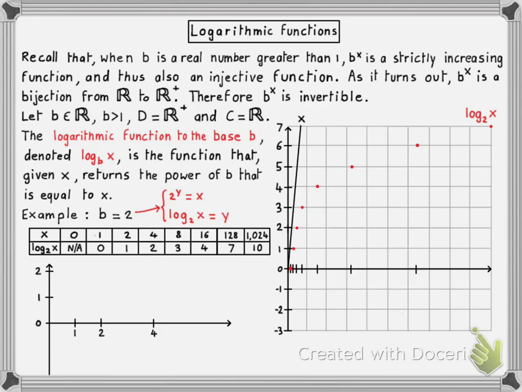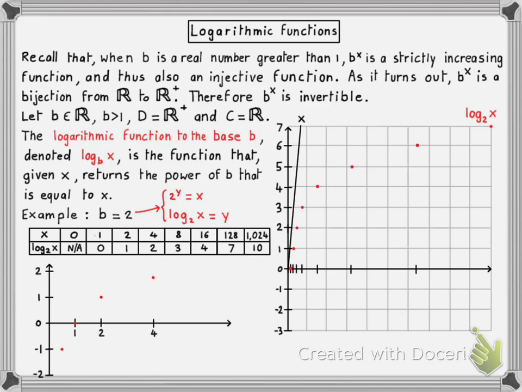First, let me draw again the graph of the function for b equals 2. So we already have those points. Now the next thing I want to do is what happens when the input x is smaller than 1, in other words, between 0 and 1. So let's say x is 1/2. What is the power of 2 that's equal to 1/2? Well, the answer is -1, because 1 over 2 is 2 to the power -1. So actually the graph continues to the left of 1 with this point.